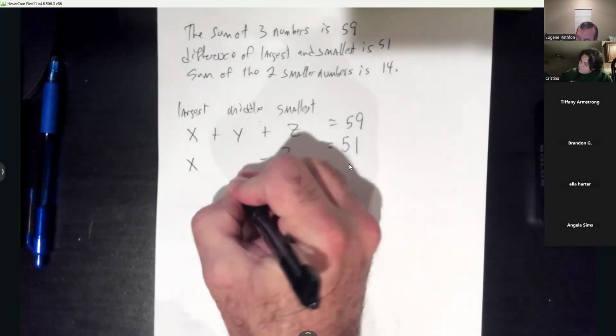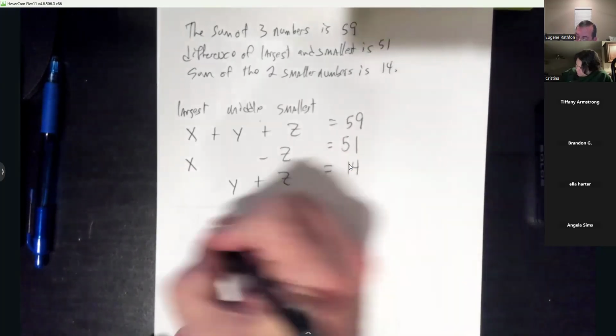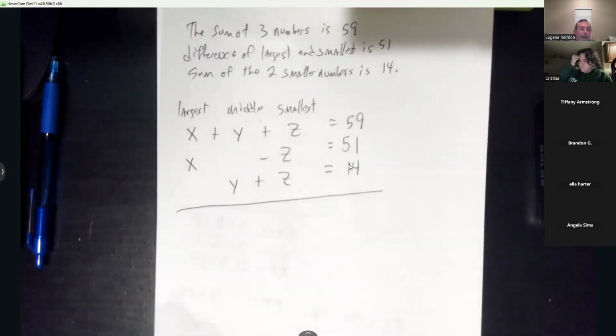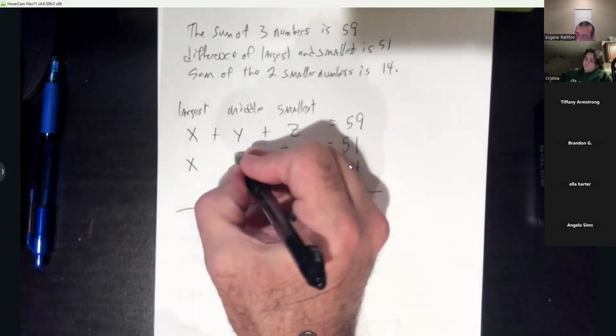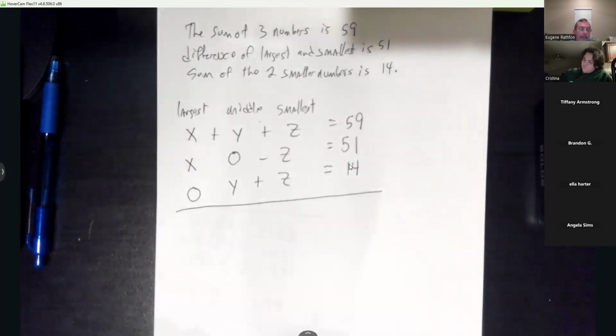Good job. So that'll be your y plus your z equal 14. All right, y'all. Once again, you don't have a y here. That's a 0. You don't have an x here. That's a 0. All right, y'all. So let's punch this in on the calculator and see what my three numbers will be.